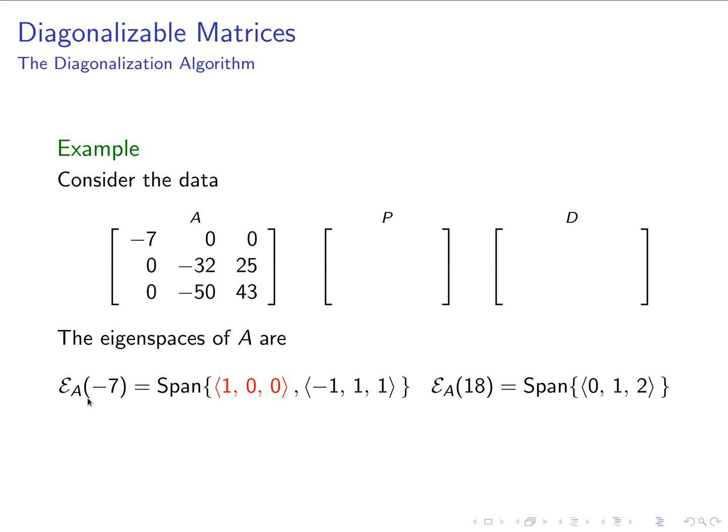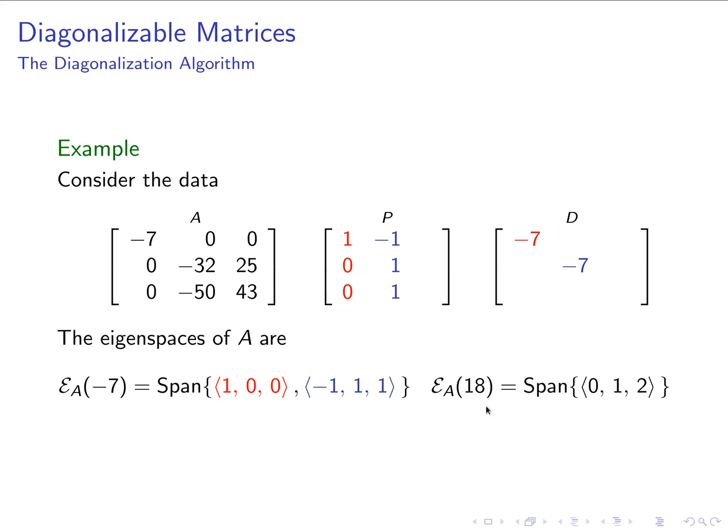So for lambda equals -7, I found that my eigenspace was spanned by (1, 0, 0) as the first basis vector. So I insert that into the first column of P. And then I insert -7 onto the first diagonal entry of D. And then I found that my second basis vector for the eigenspace where lambda equals -7 is the vector (-1, 1, 1). So I put that into the second column of P. And then I put another copy of -7 onto the second diagonal entry of D.